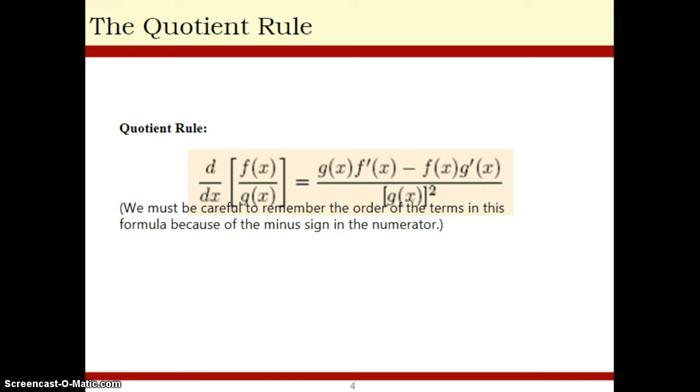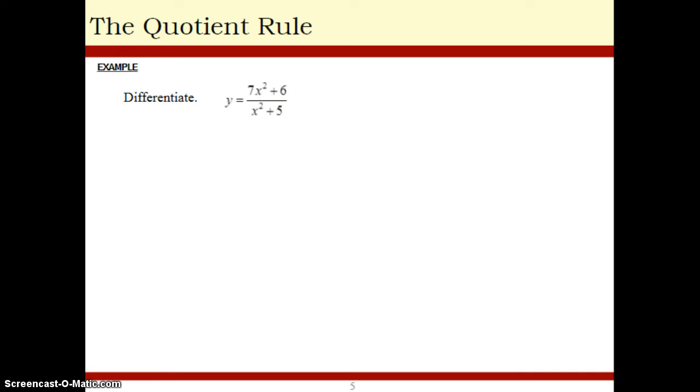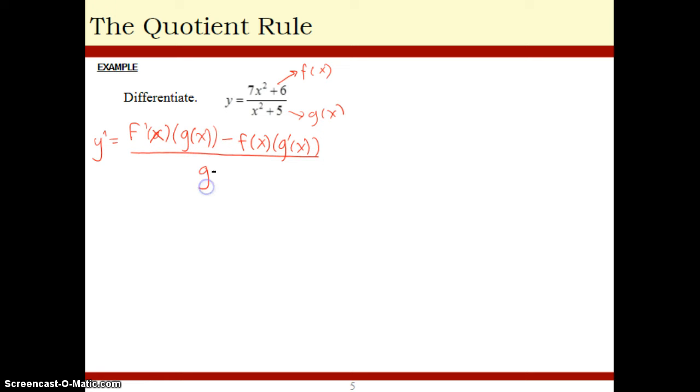Okay, so for example, if we have a problem like this and we want to differentiate this, first thing we want to do is assign f of x and g of x. So to find the derivative, remember the derivative is going to be f prime of x times g of x, minus f of x times g prime of x, all of that divided by g of x squared.